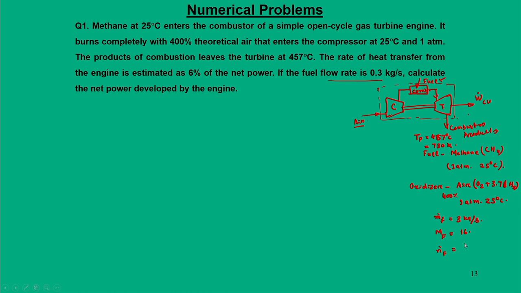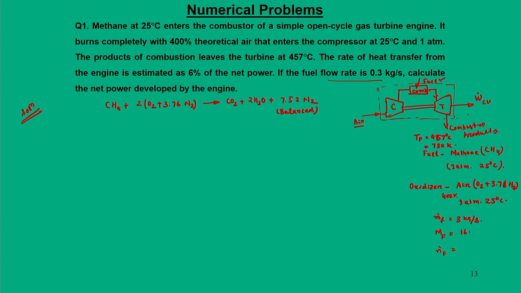If this is the problem, the first thing we need to do is write the balanced chemical reaction. The main reaction is CH4 plus 2 O2 plus 7.52 N2 giving CO2 plus 2 H2O plus 7.52 N2. So this is the balanced reaction.